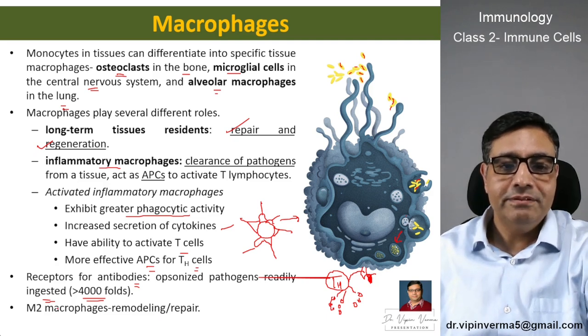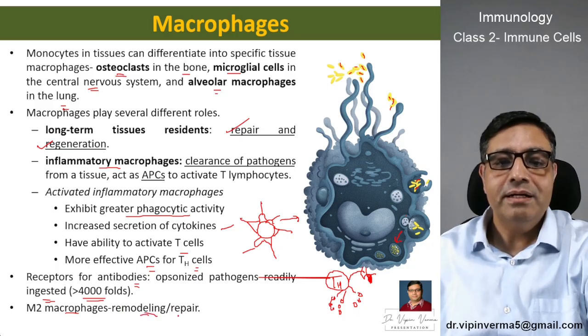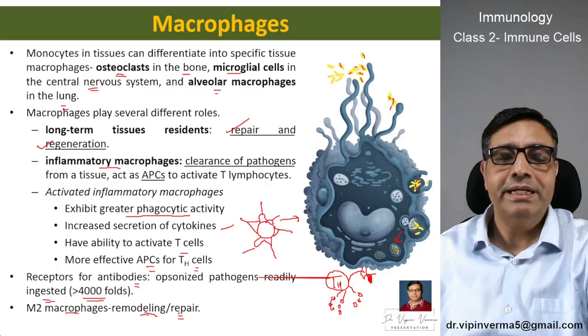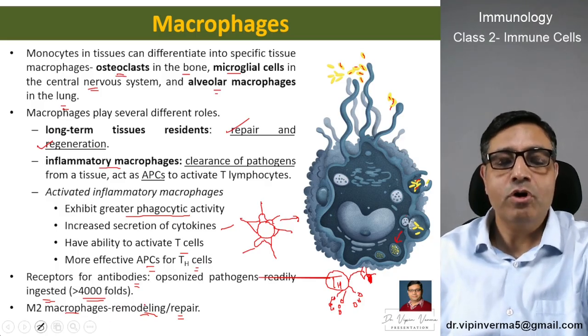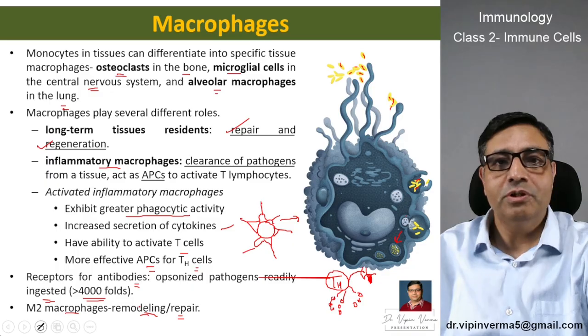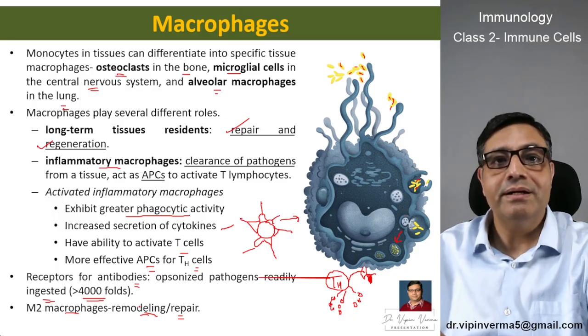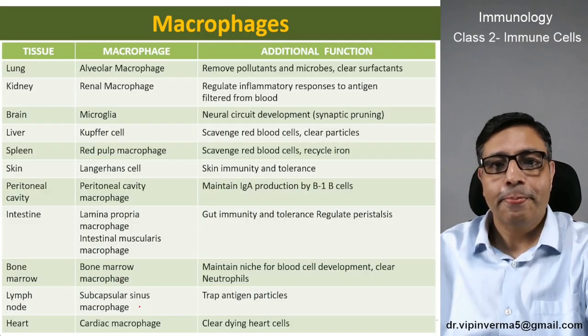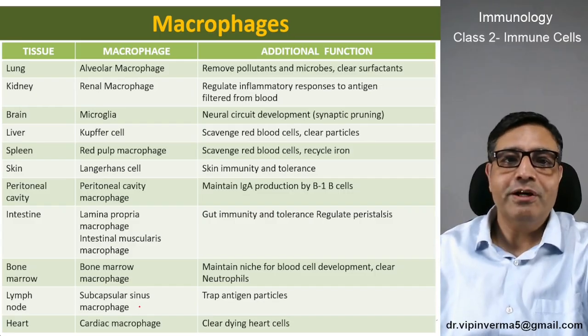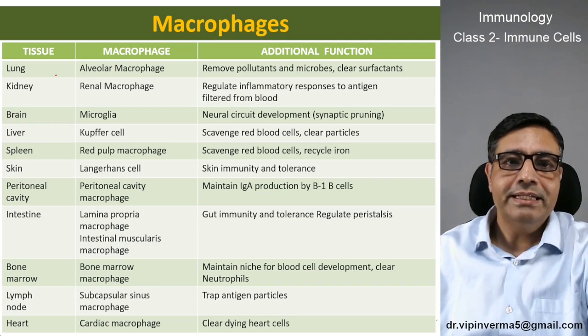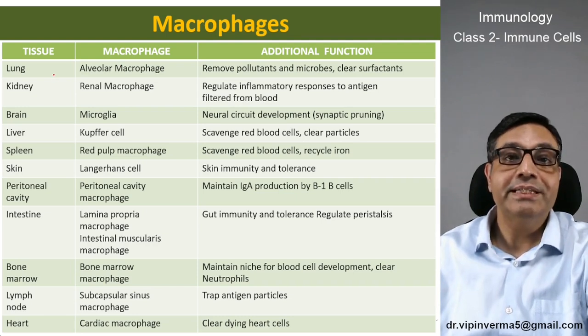M2 macrophages, which is a population, are mainly for remodeling and repair. They don't take part in the battle. Rather, they remodel the tissue and repair the tissue, because somebody also needs that after the fighting, the tissue needs to be remodeled and repaired and healed. So that is done by the M2 macrophages. So if you see, this is a list of the macrophages which might be helpful for you to understand what additional function they do in tissues.